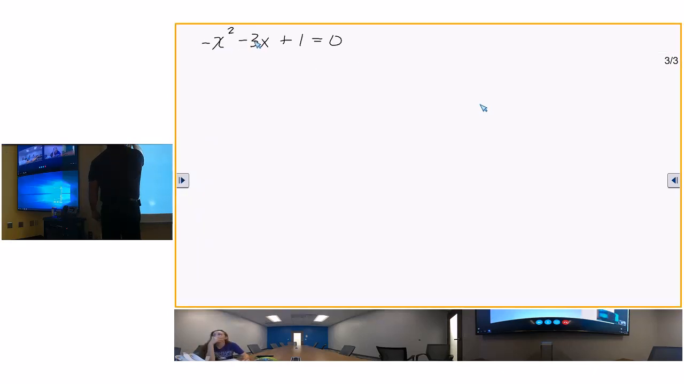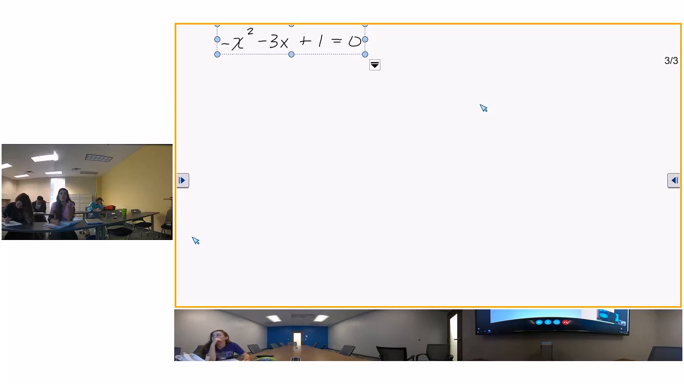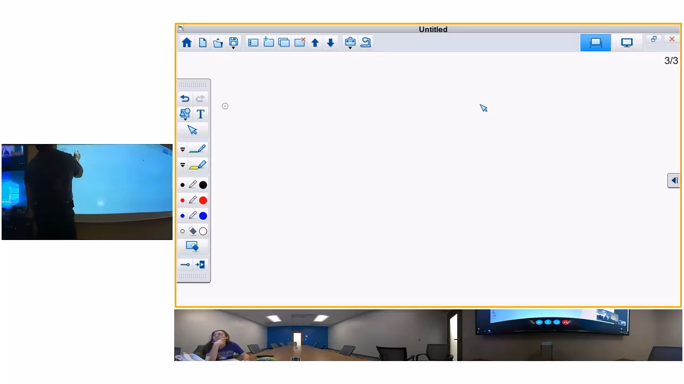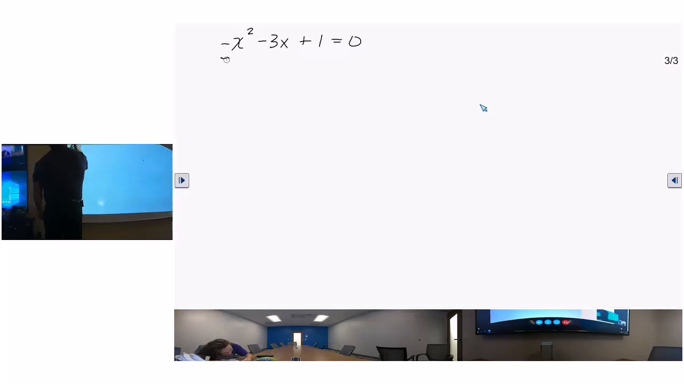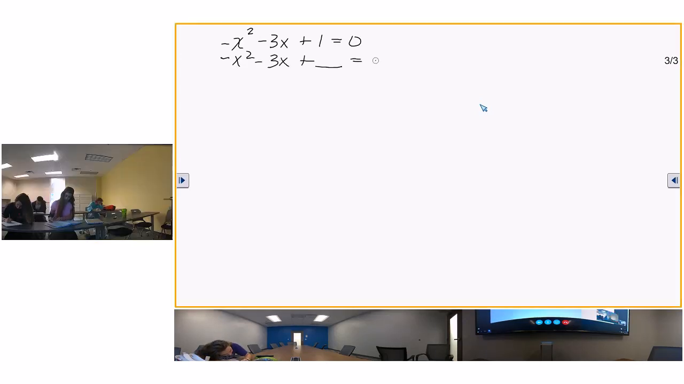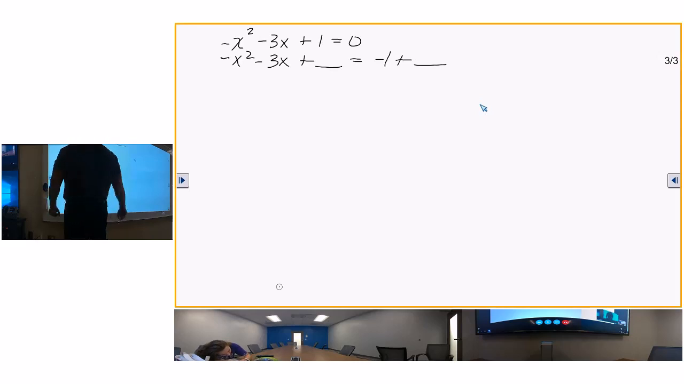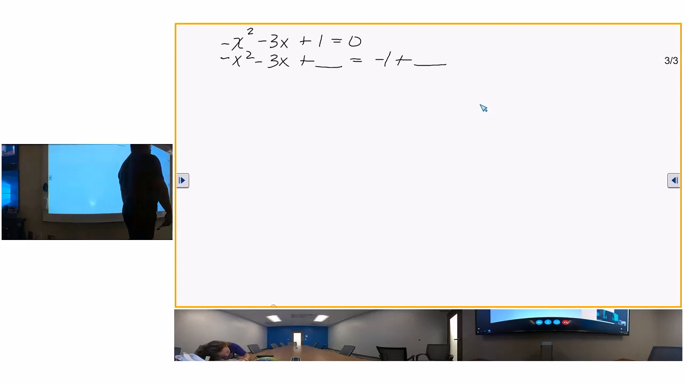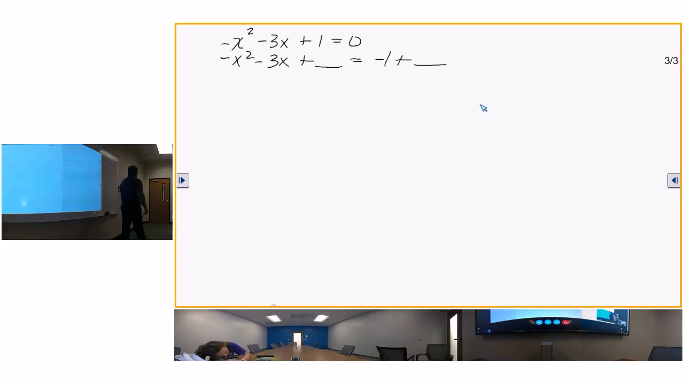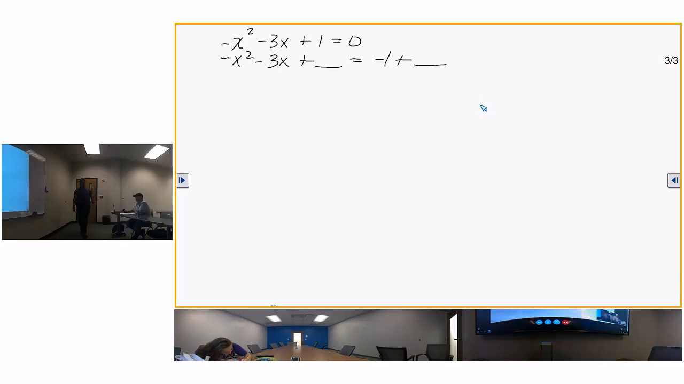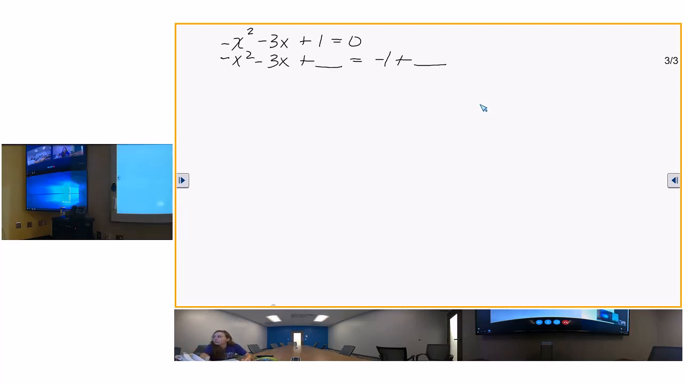So we're going to take that and we're going to complete the square. I'll start you off. Negative x squared minus 3x plus blank is equal to negative 1 plus blank. All right, y'all start. Factor out the negative 1. Anytime you see a quadratic with a negative or a fraction, you can bet your bottom dollar I'll test you on it. So make sure you make a note of those.